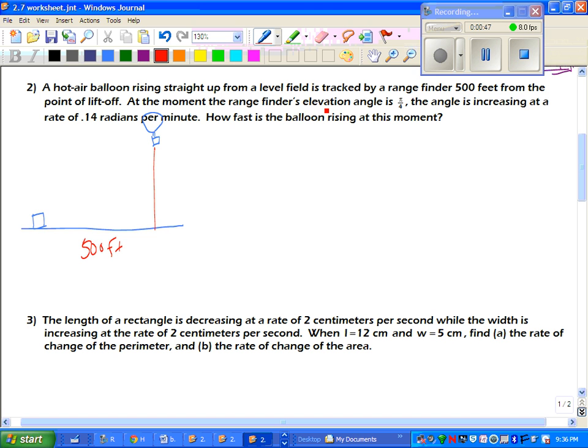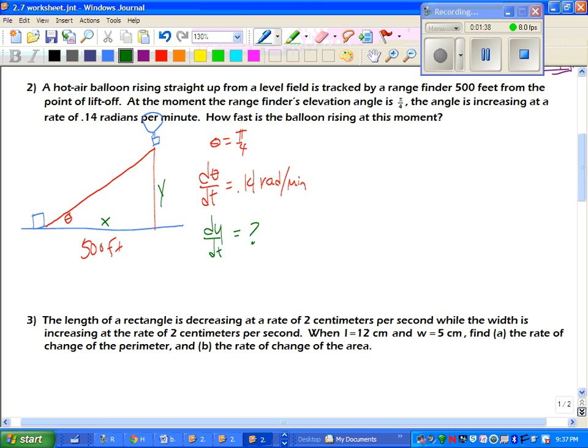At the moment, the rangefinder's angle of elevation is pi over 4. So as it looks up to that balloon, the angle here, we'll call it theta, is pi over 4. And it tells us the angle is increasing at a rate of 0.14 radians per minute. So d theta dt equals 0.14 radians per minute. It's asking us how fast is the balloon rising at this moment. So this vertical change, we'll label that y. Horizontal is x. So it's asking, what is dy dt at this time?